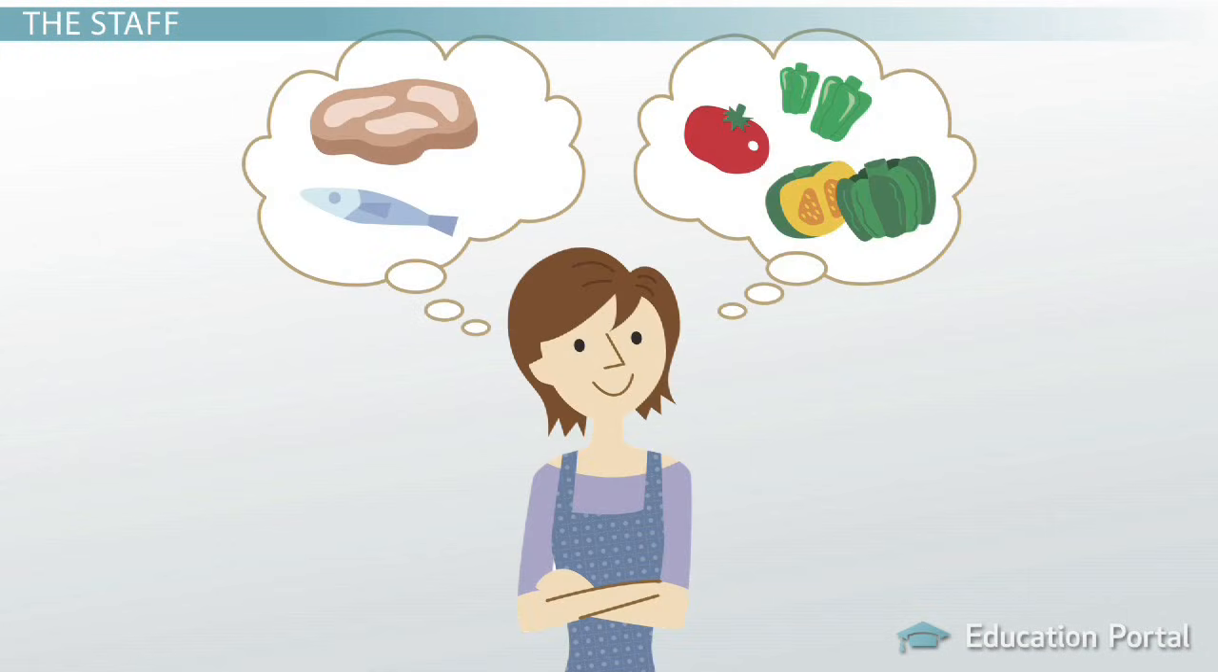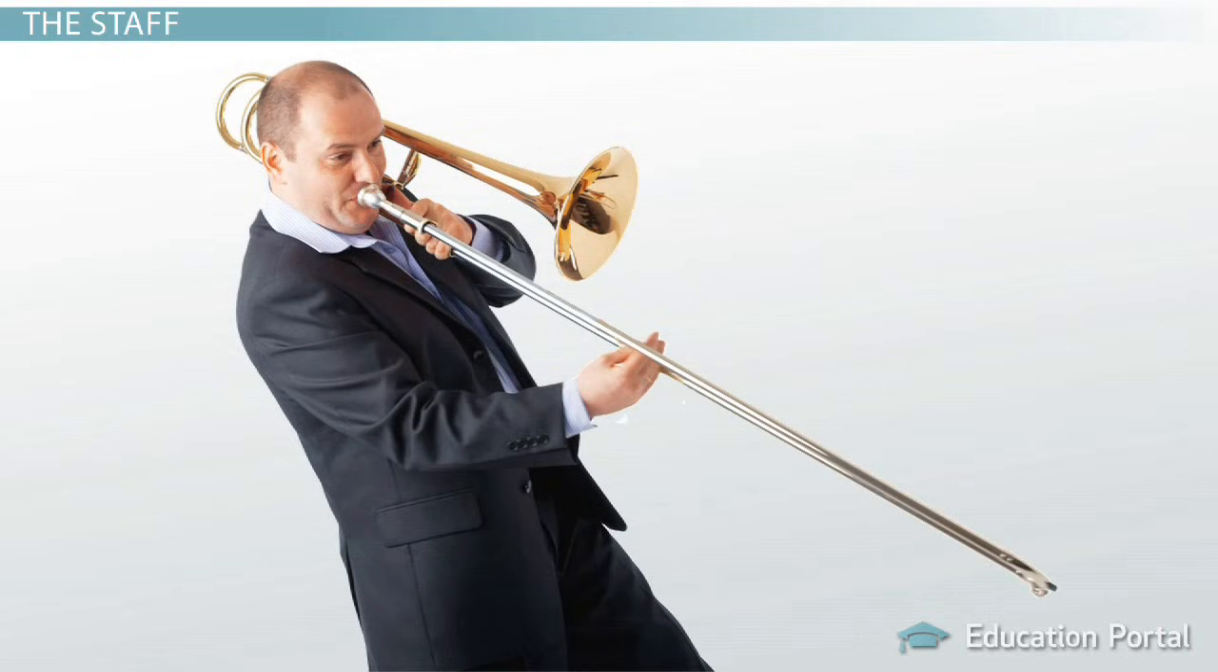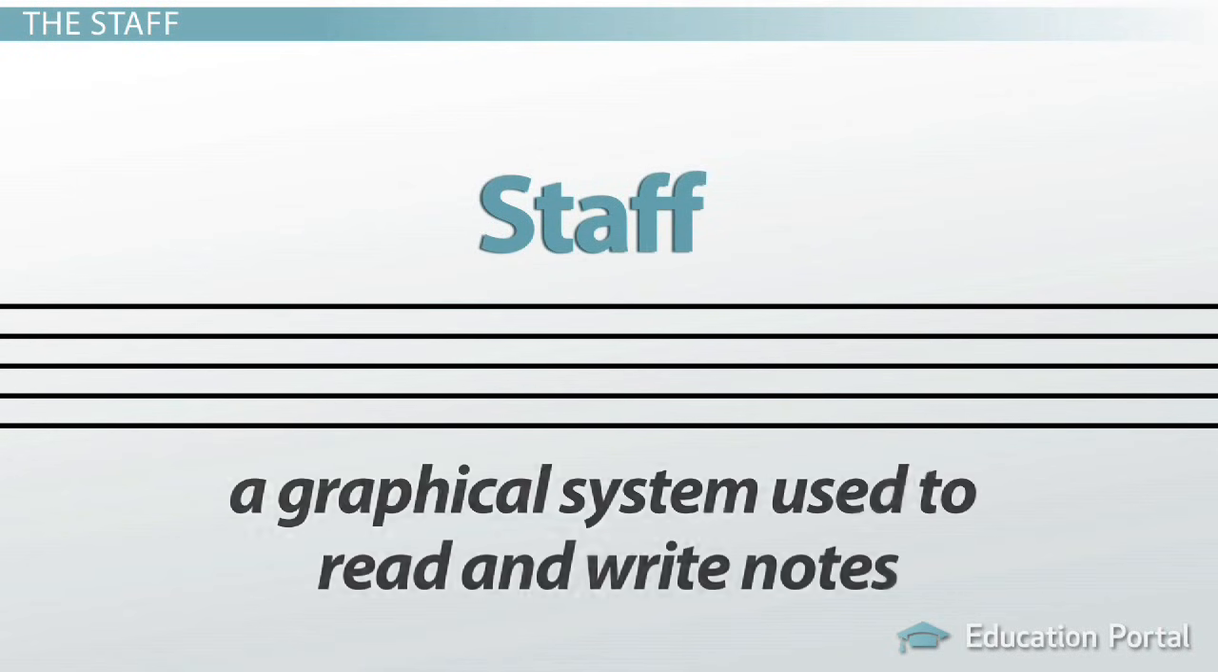Just as you don't need to memorize every item you have on your grocery list or every word of an essay, musicians don't need to memorize every note they play. Instead, they use a staff, which is a graphical system used to read and write notes.